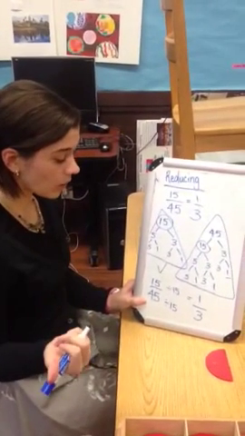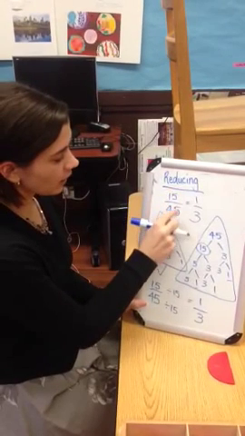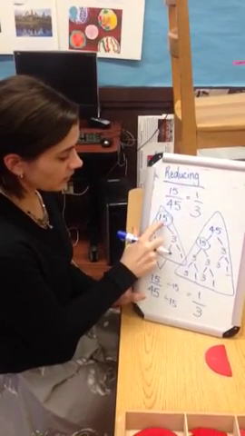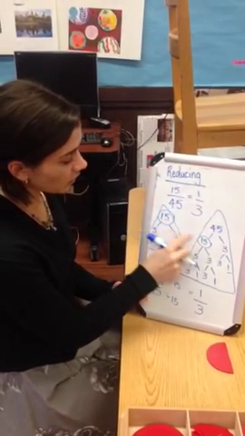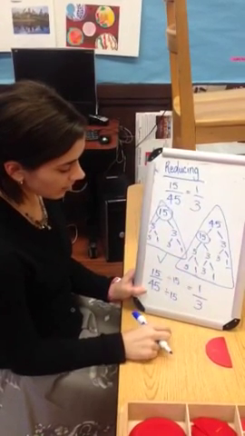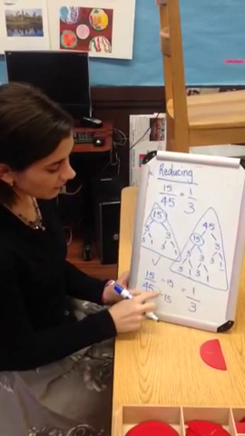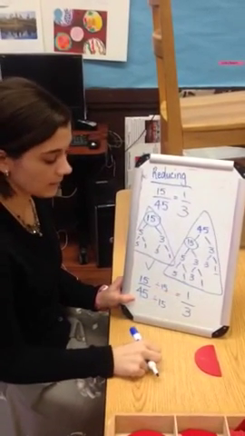So step number 1 was writing down the numerator and the denominator. Step number 2 was the factor trees. Step number 3 was finding the largest number that they both have. And step number 4 was then dividing each part by that number.